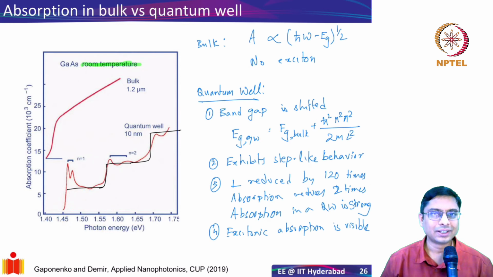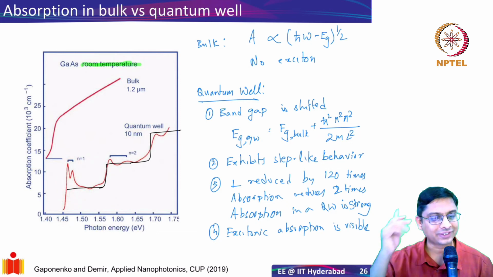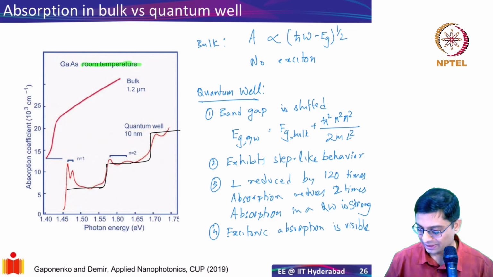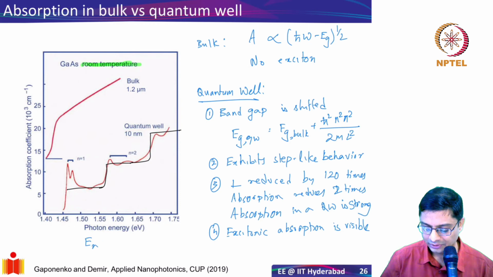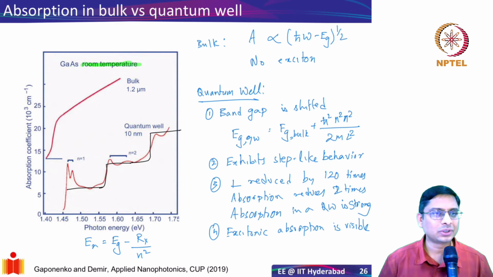All right. Are there any questions here? Yes. It seems like there's a question. Okay. One of the students is asking, why is there splitting of energy levels here? It looks like there are two peaks. We talked about the exciton peak as one peak, right? We said if you have an energy level En, it is going to be some band gap minus Rx by n squared, right? We said the peak is going to be slightly below the band gap.